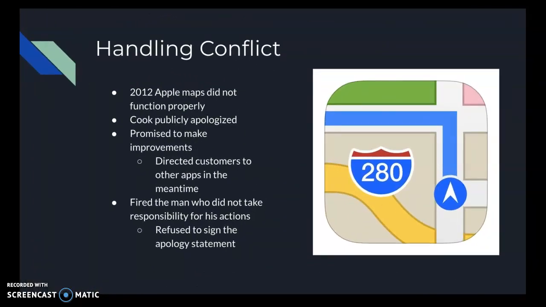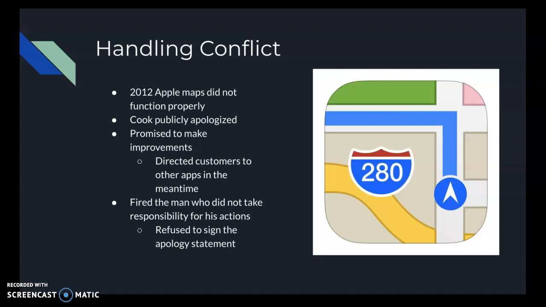He has also handled conflict very well. So in 2012, Apple released its new mapping app called Apple Maps, as well as the new software iOS 6. However, this new mapping app was unreliable, inaccurate, and did a poor job navigating. Therefore, the customers had a lot of backlash and were very upset about the app.